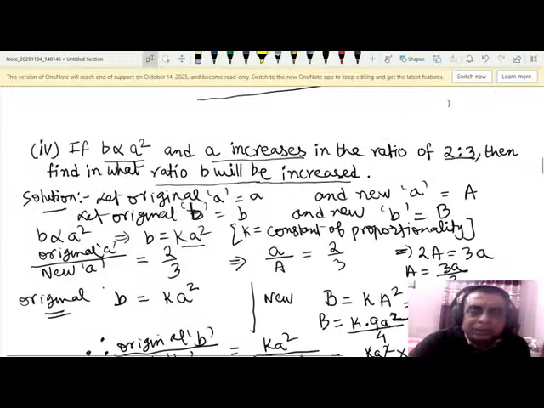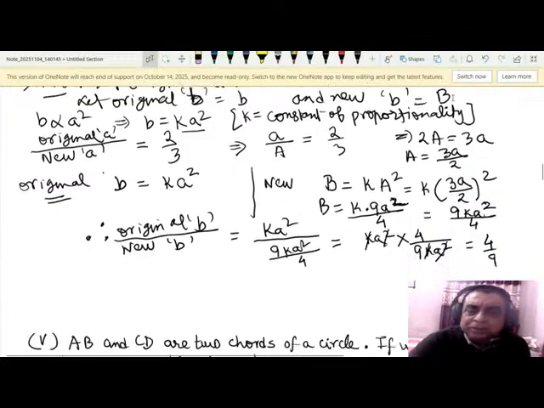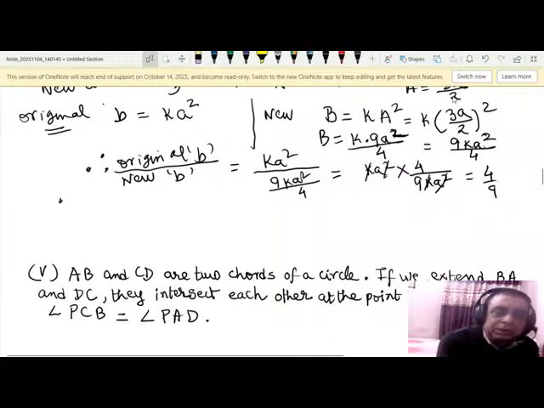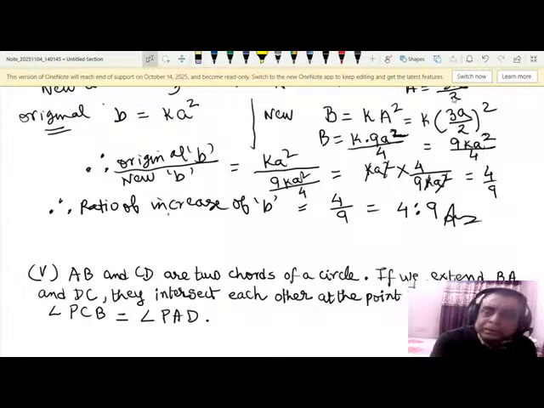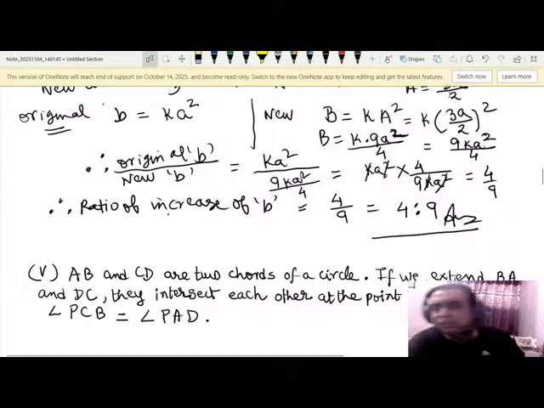So in what ratio will B be increased? The ratio of increase of B is original B divided by new B, which we have got as 4 upon 9, which can be written as 4 is to 9. So that is the answer.